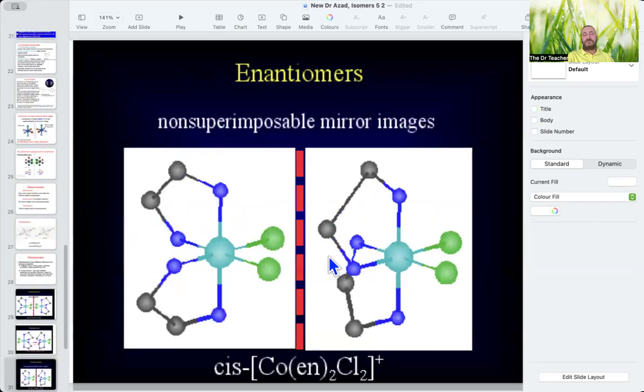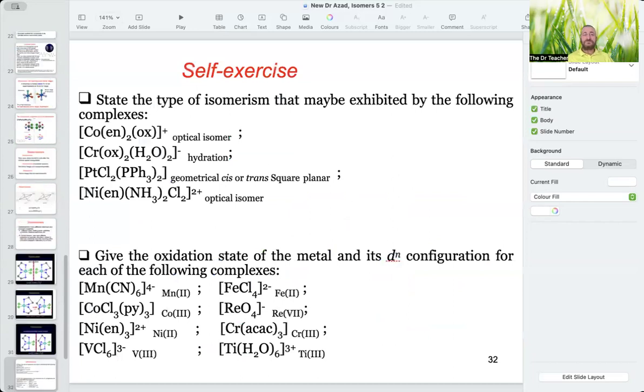And here you have enantiomers with different positions. You have non-superimposed, as I said. Look at these two. They are cis, but these two groups, the ethylenediamine, have been rotated. Because of this, this is not similar to this, so they are non-superimposed enantiomers.